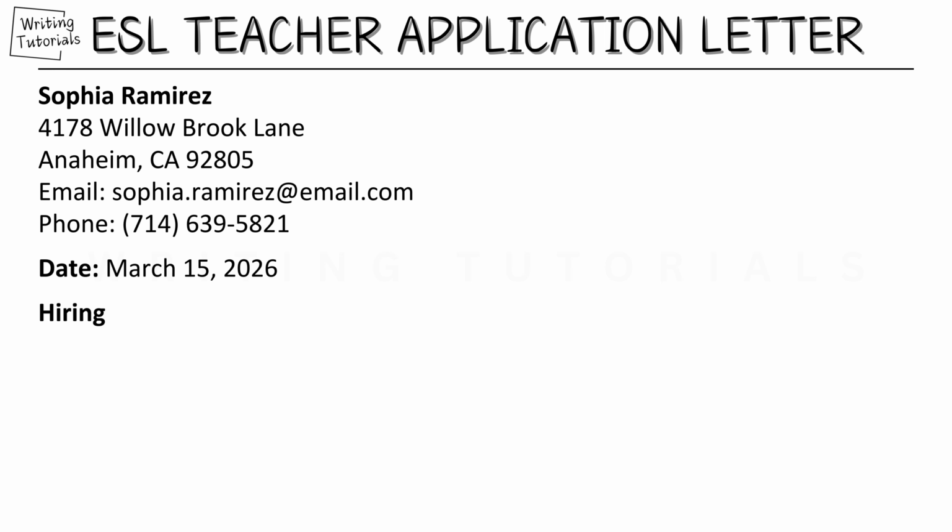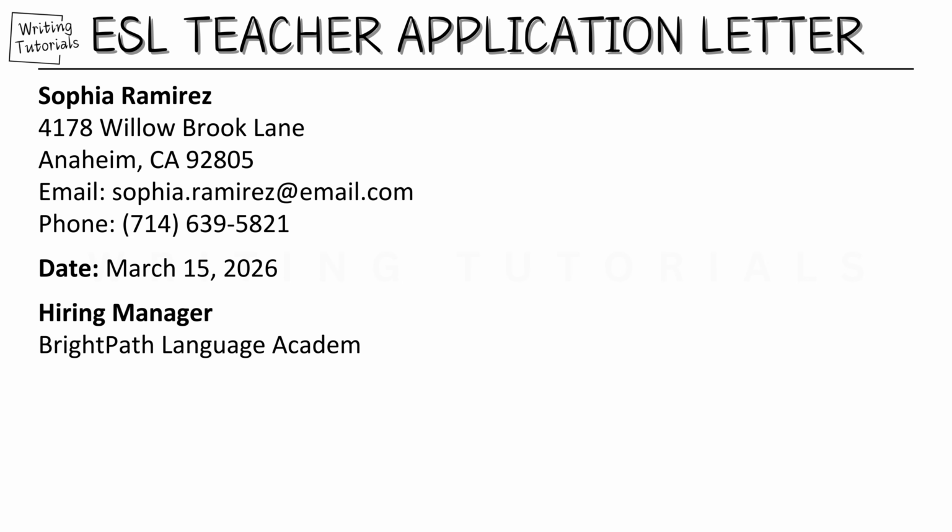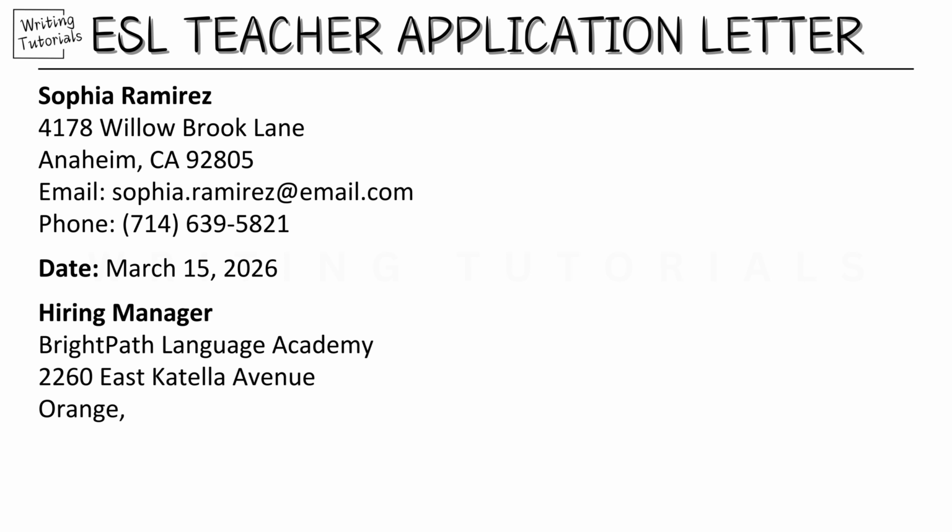After that, we write the receiver's details. This section shows who the letter is addressed to and where it is being sent. It tells the employer that your letter is meant specifically for them. In this letter, the receiver's details are Hiring Manager, Bright Path Language Academy, 2260 East Catella Avenue, Orange, CA 92867. This makes the letter look targeted and professional, not generic.